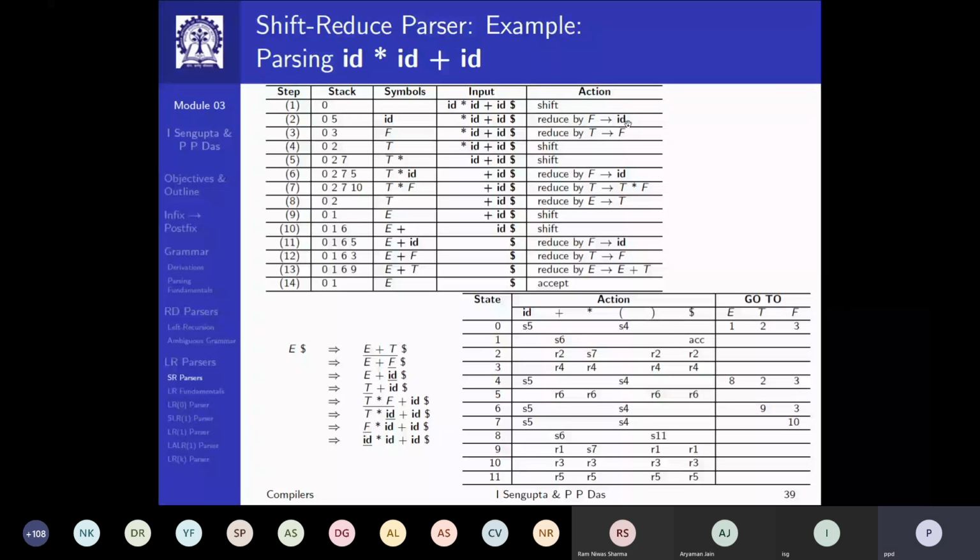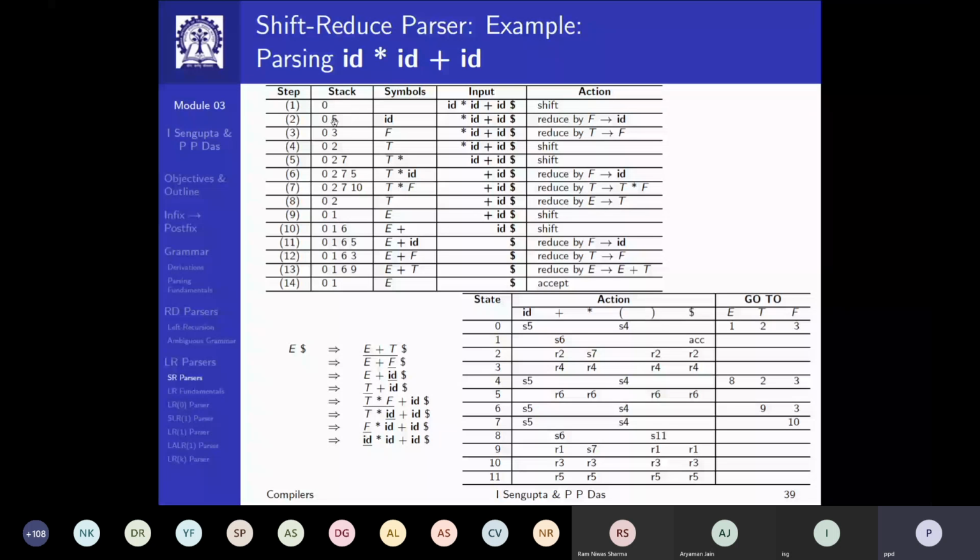Now what happens? As I remove ID, please listen carefully, I'm doing a reduction, I'm going back. So on my state machine, I go back as many steps as I go back in the symbol. So this ID came in with 5. As the ID goes out, the state 5 goes out too. So I take out ID, I take out 5, and my exposed state becomes state 0.